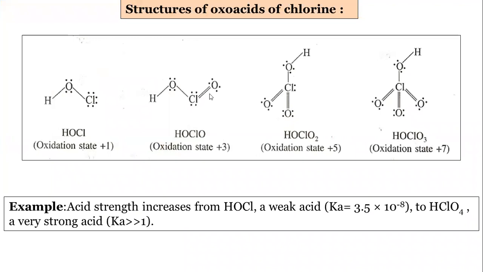+3 oxidation state. To see the bonds formed with chlorine: 1, 2, 3. That's why the oxidation state is +3. Here is +5. We can see 1, 2, 3, 4, 5 bonds with chlorine, and here in HOClO3, 7 bonds are there: 1, 2, 3, 4, 5, 6, 7. So it is very easy to remember the oxidation state.